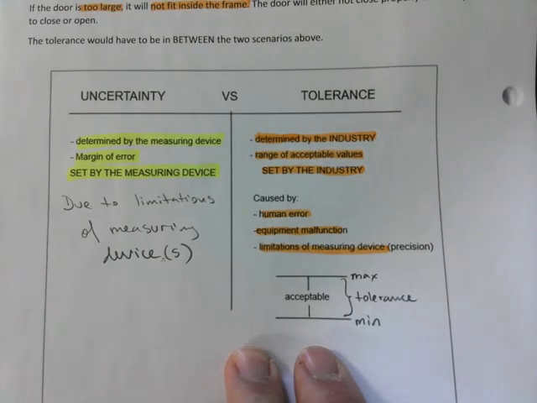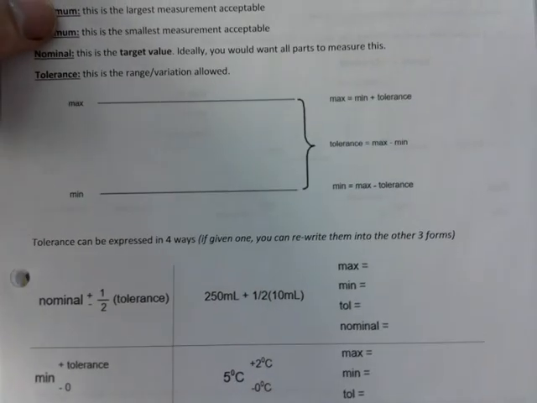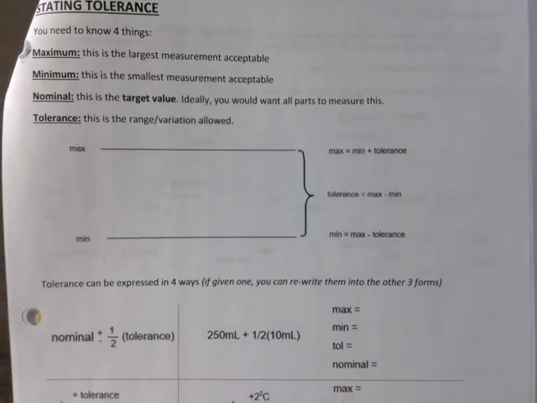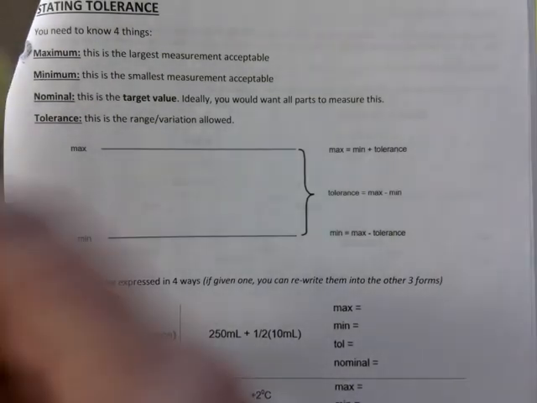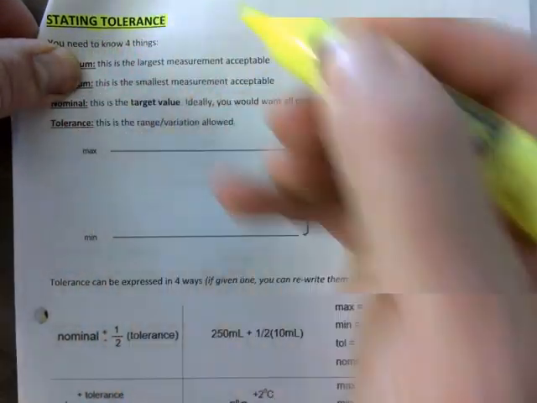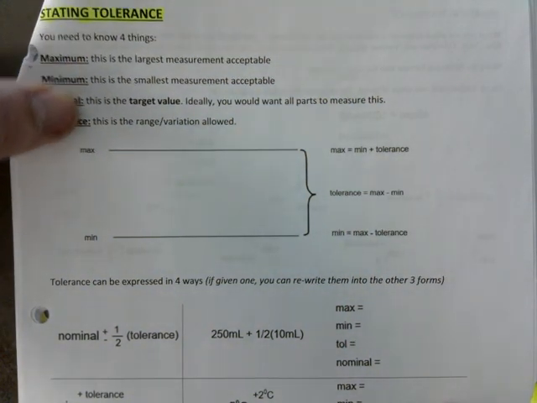Okay, there's some math involved here, quite a bit actually. Well, numbers, let's say. There's a lot of figuring out where the numbers go. Okay, this is all set by the province. And here, this is basically the meat and potatoes of today's lesson. Stating tolerance. You're gonna have to be able to state tolerance.